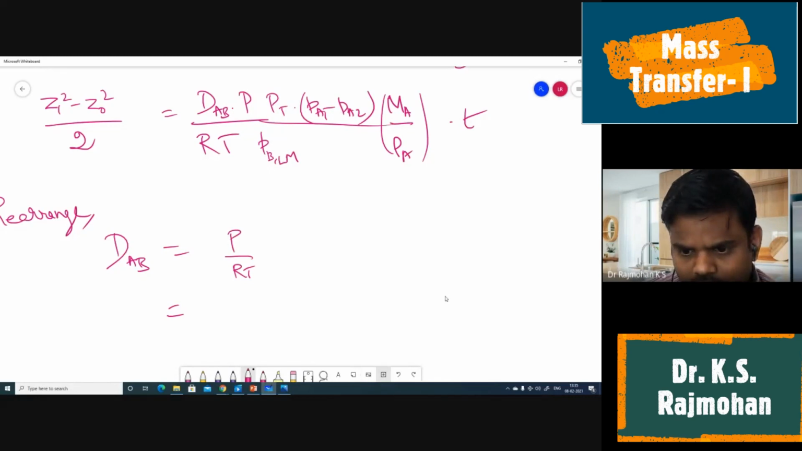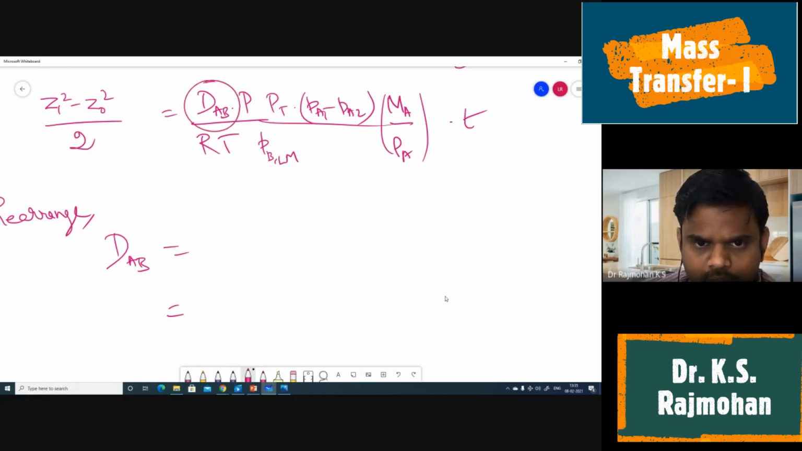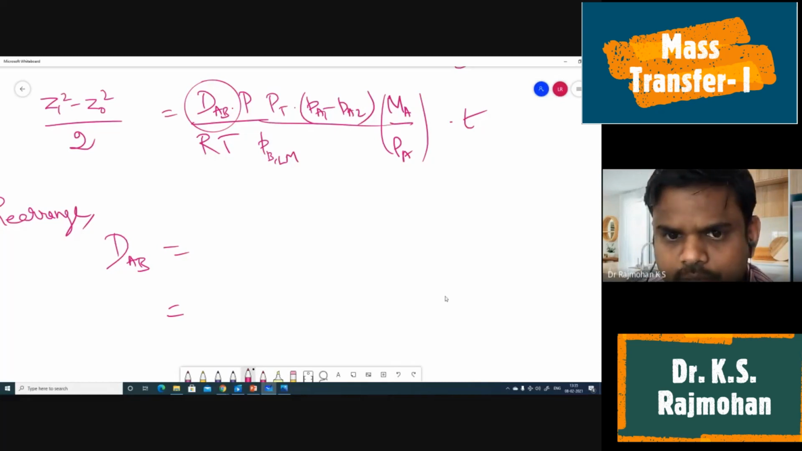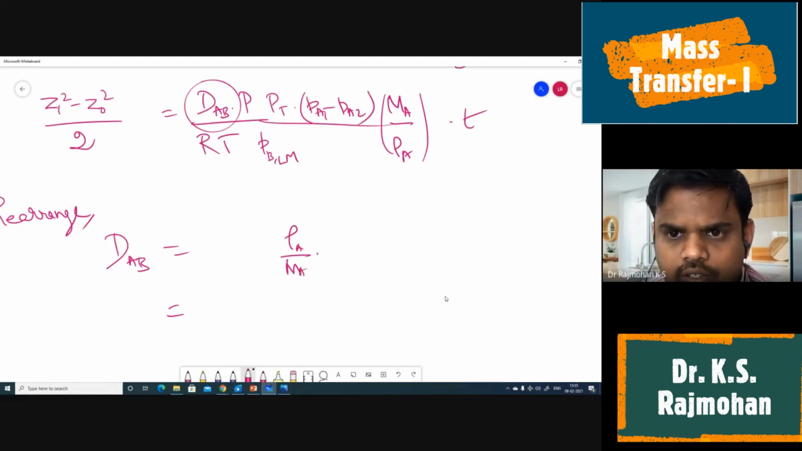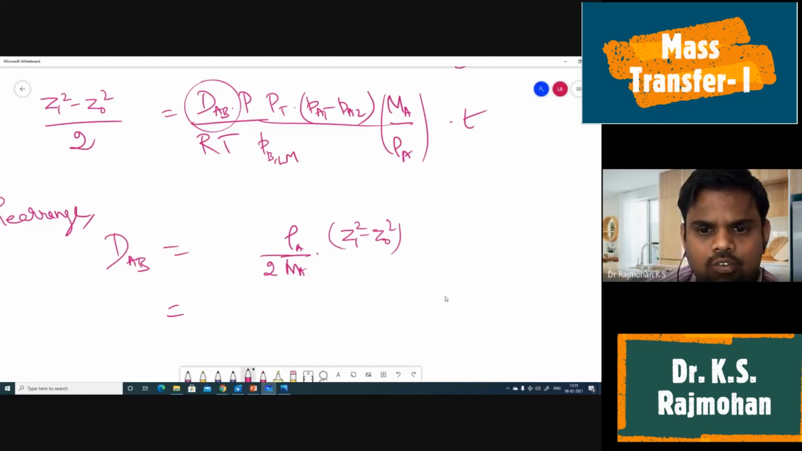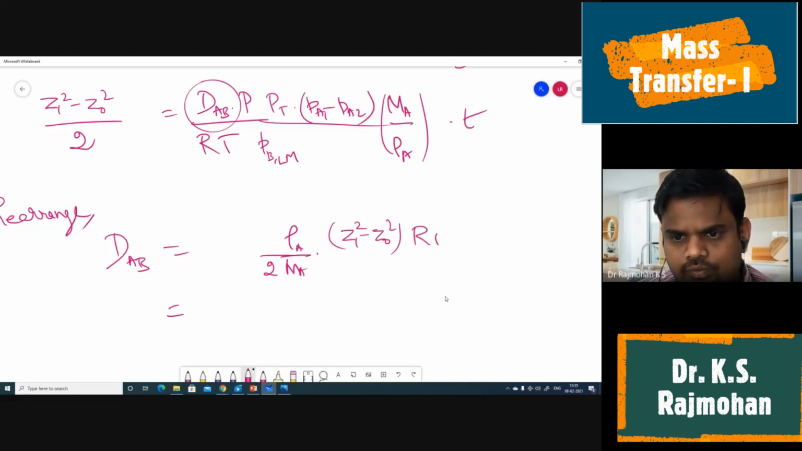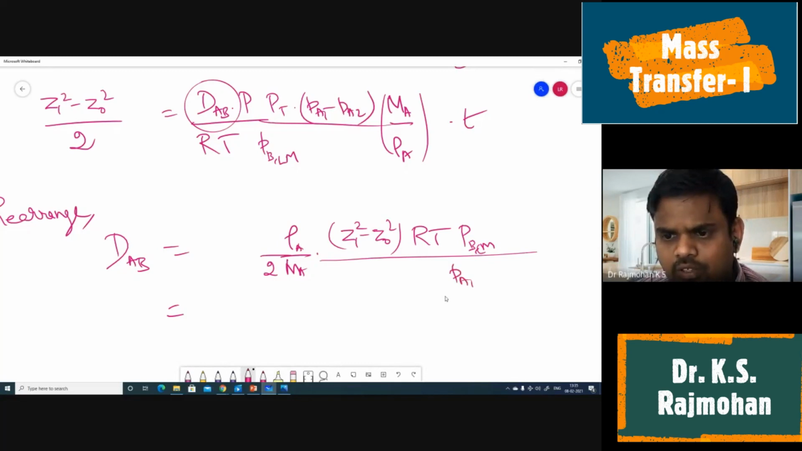So DAB should be there, so please take care. We are keeping all the terms to the other side except DAB, which means these terms will come to the numerator. So always we have rho by M. The 2 will be in the denominator. RT will go to the numerator. PB logarithmic mean will also be in the denominator. Rho by M has been taken care of. So PA1 minus PA2 will be in the denominator.